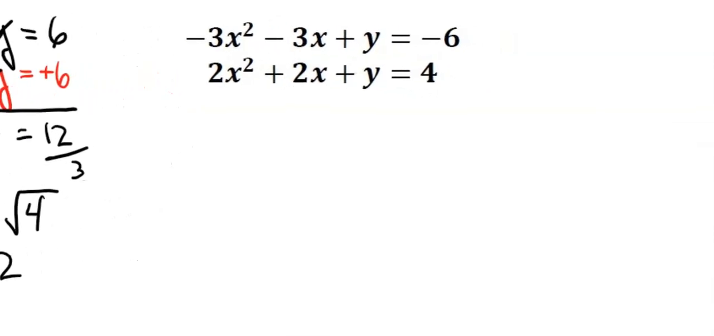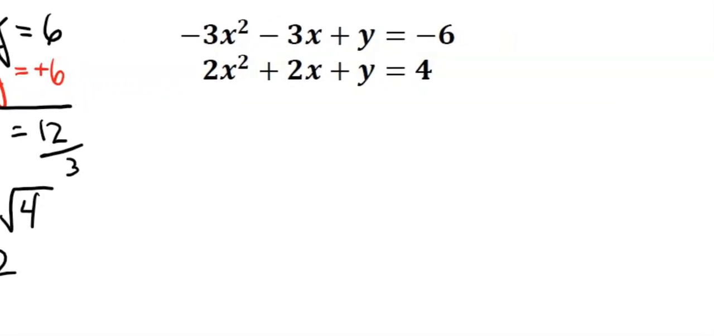Negative 3x squared minus 3x plus y equals negative 6. 2x squared plus 2x plus y equals 4. And I want to look at the fact that y and y, those are the same. We want to create a scenario where they're the opposite of each other, and that's going to be done by subtracting this bottom equation, creating this negative y, and so those will cancel. So, again, I'm going to change colors.